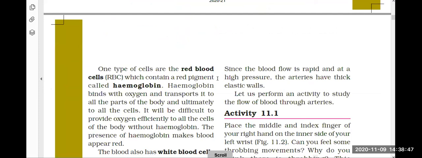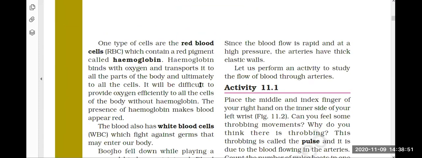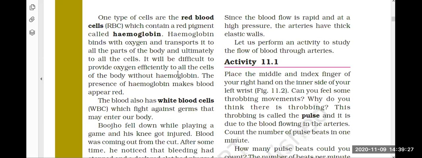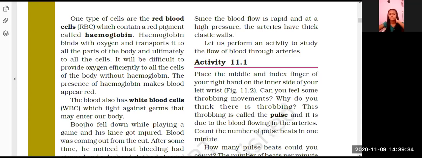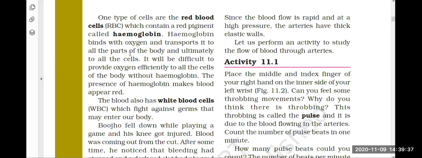So when you talk about blood, it consists of mainly three parts. We have plasma, which contains all the minerals. Then we have cells, which are your red blood cells and white blood cells. And then we have platelets. Red blood cells contain hemoglobin. The work of hemoglobin is to carry oxygen from the lungs to different parts of the body. That's the job of hemoglobin.